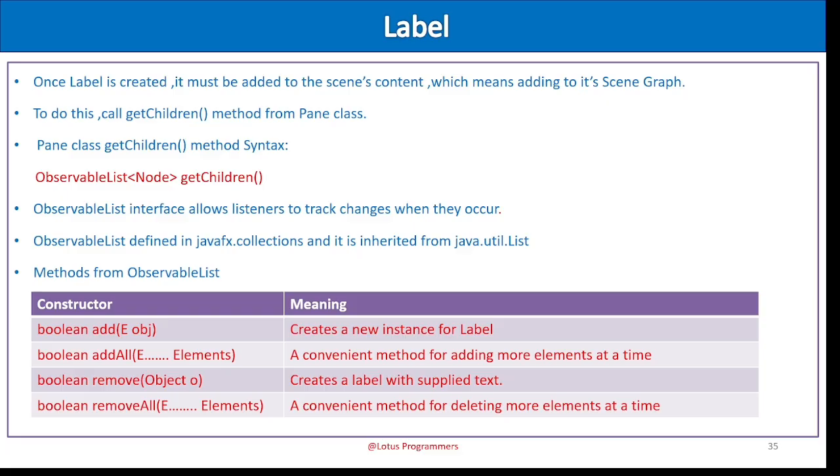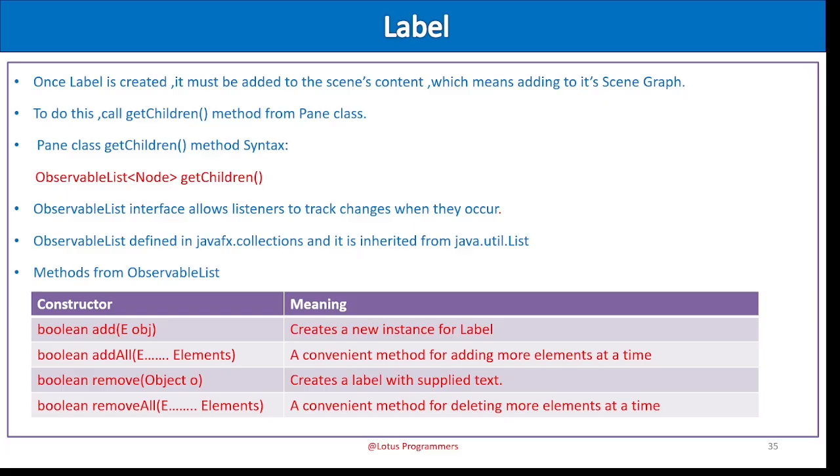In order to add that respective control to the observable list, first we need to get the observable list of that respective scene graph. How to get the observable list of the respective scene graph is by calling the getChildren method. The getChildren method is invoked from the Pane class. The syntax for the getChildren method is ObservableList, generic argument Node, getChildren method. ObservableList<Node> getChildren().